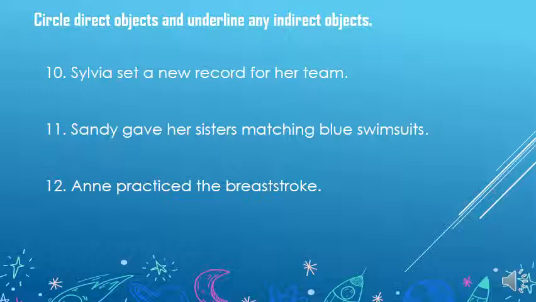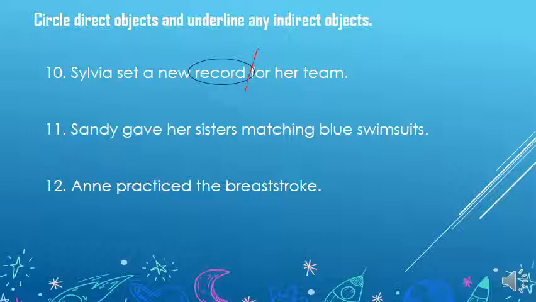Sylvia set a new record for her team. So we have, before the preposition, a new record. Of course, new here refers to the noun, so we should look at the noun. Sylvia set a record. So what is the direct object? Record. There is no indirect object.